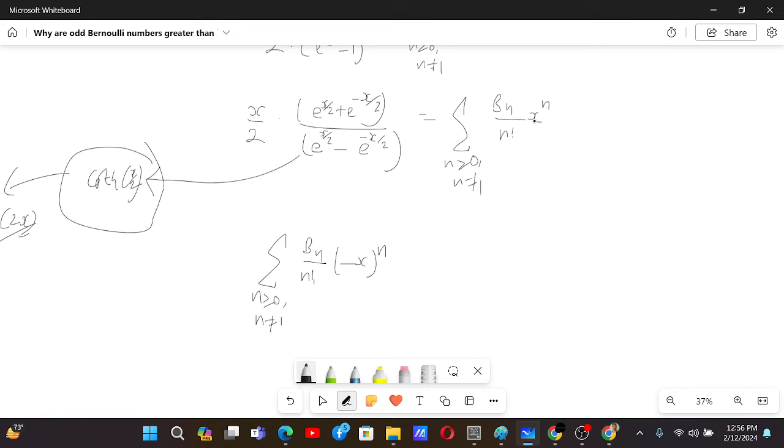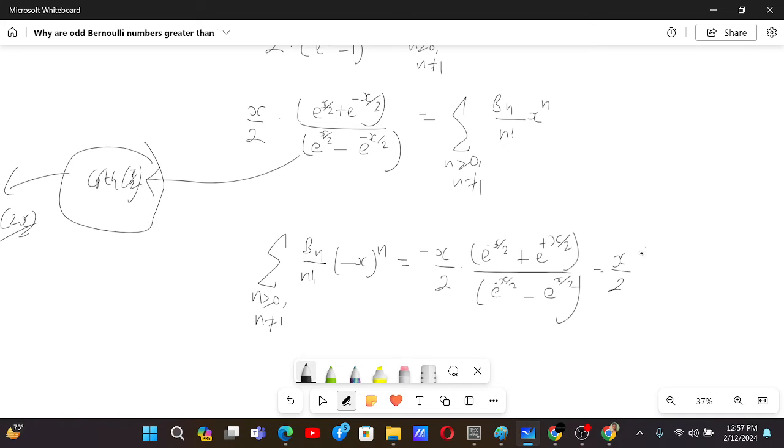Let's replace x by minus x, and let's see how this goes. So here we also have minus x by 2, and e to the power x by 2 plus e to the power minus x by 2, over e to the power x by 2 minus, okay. Now this changes to minus, this changes to plus, this changes to minus, this changes to plus. Okay, now the minus sign over here again changes the order of this sum.